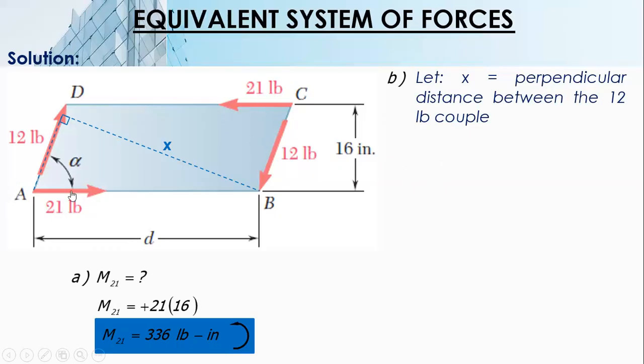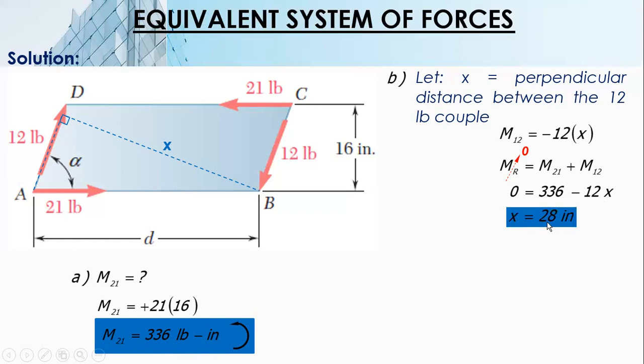Okay. The resultant couple is i-add nimo ang duha. Okay. Now, the moment of this couple, 12 and X, is clockwise. If we try to analyze, ang direction niya ni is clockwise. So, negative. And the resultant moment is the moment of the 21-pound couple plus the moment of the 12-pound couple. And 0 ang resultant. Okay? Based sa condition, 0 na siya. So, i-add nimo, ang moment sa 21 na couple is 336 and then this one, 12 times X. Ang X is 28 inches.